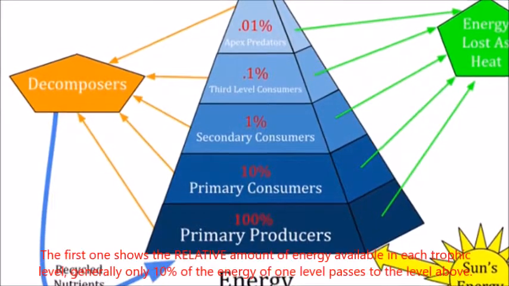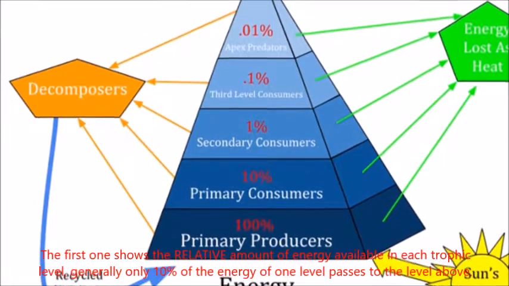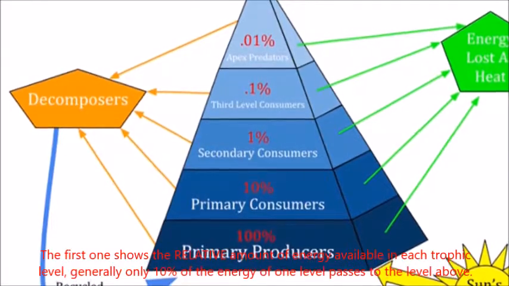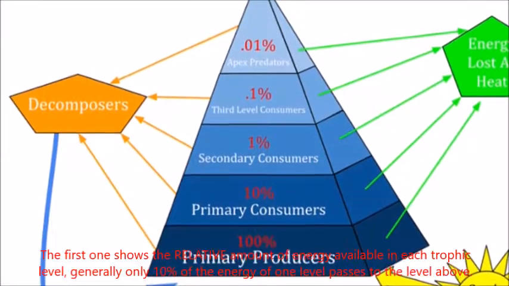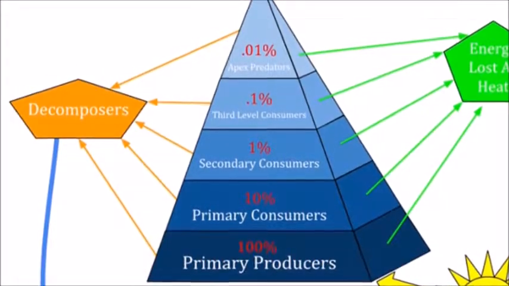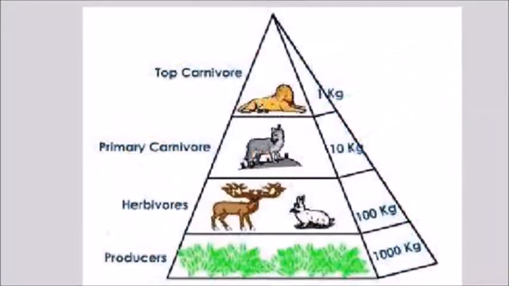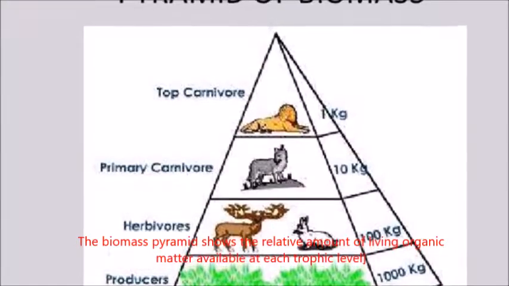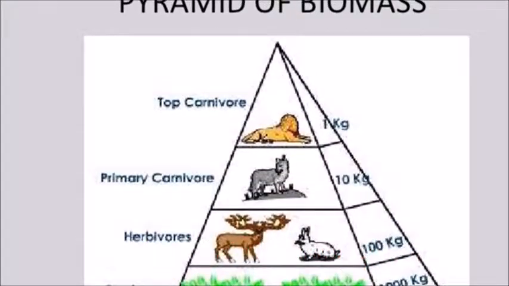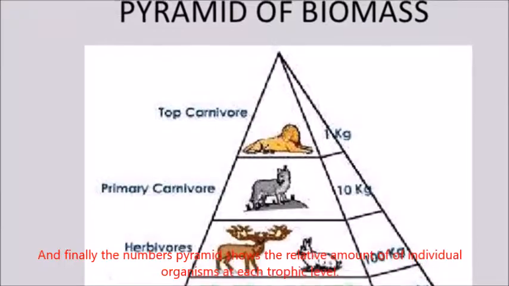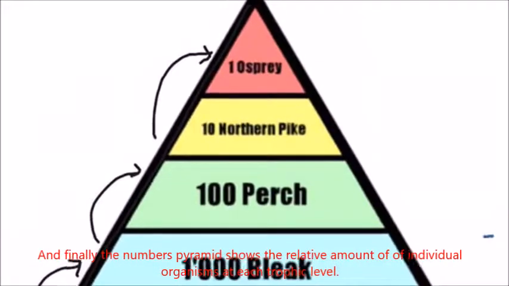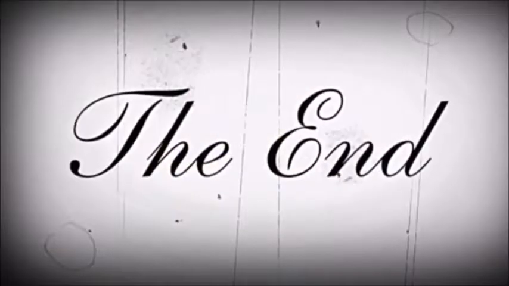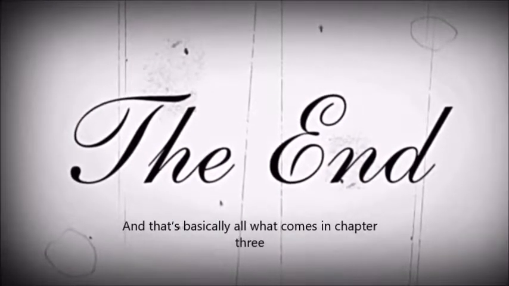The first one shows the relative amount of energy available in each trophic level. Generally, only 10% of the energy of one level passes to the level above. The biomass pyramid shows the relative amount of living organic matter available at each trophic level. And finally, the numbers pyramid shows the relative amount of individual organisms at each trophic level. And that's basically all that comes in Chapter 3.